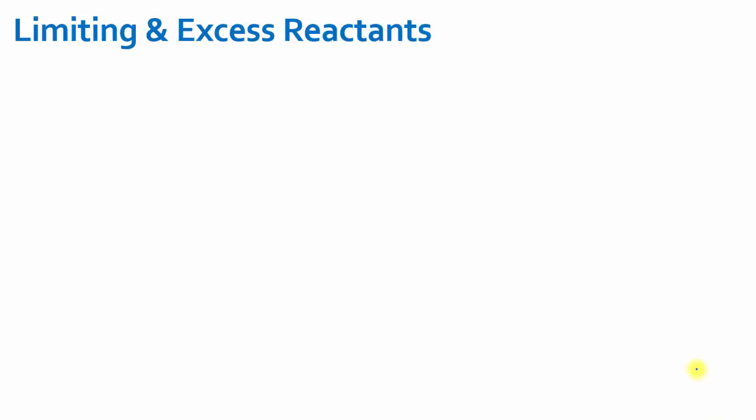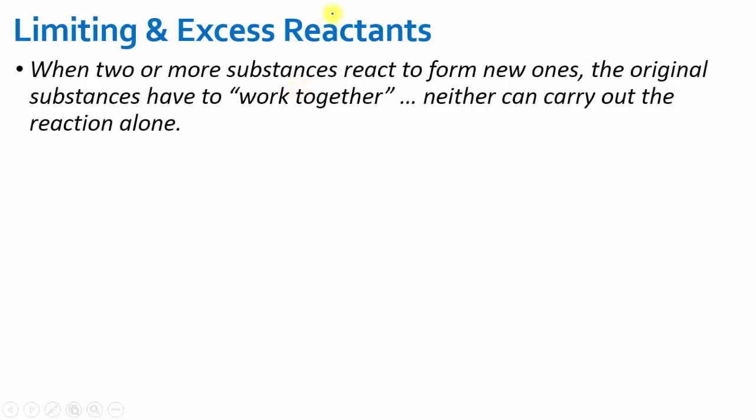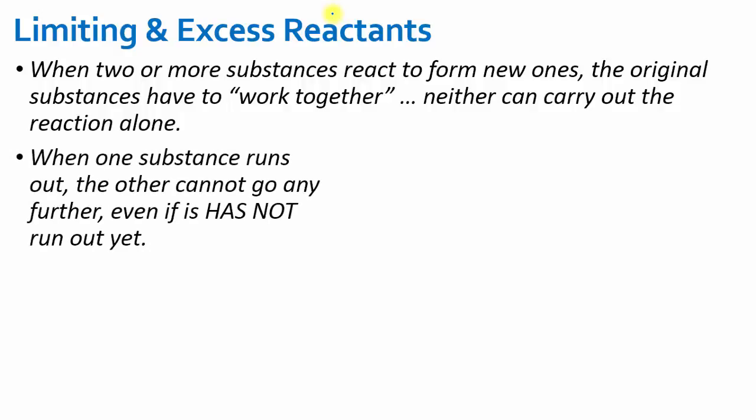So here's the basic idea with limiting and excess reactants. When two or more substances in an equation are reacting to form new substances, they have to sort of work together. In other words, neither one can carry out the reaction by itself. It's a basic idea that without both chemicals, or if there are 3 or 4 chemicals, you can't have a reaction occur without every one of them being present. And when one of the substances runs out, the other one or the other ones cannot go any further, even if they haven't run out yet.